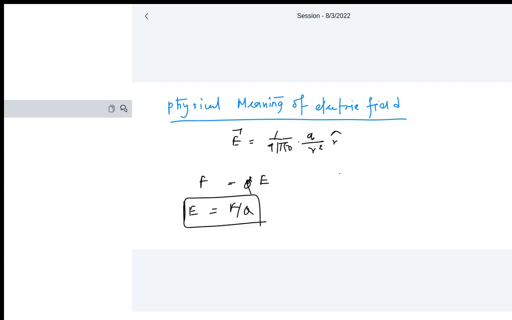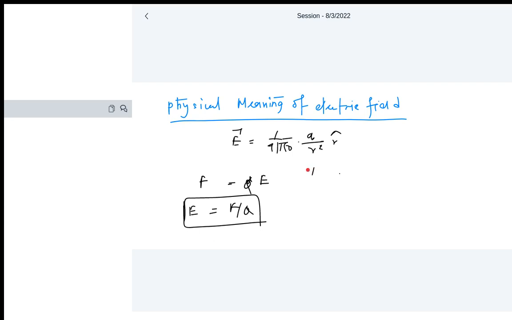The definition is physically force per unit test charge, that would be the external force per unit charge that would be exerted on the test charge. That is called electric field. Okay, so what is the physical meaning?